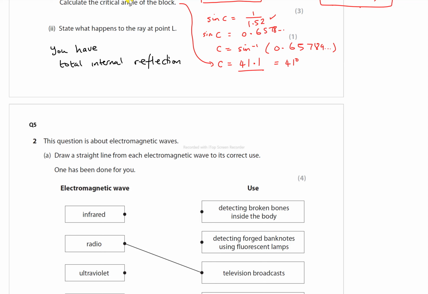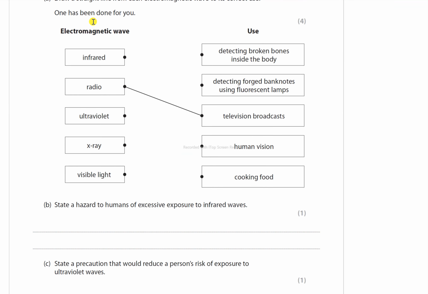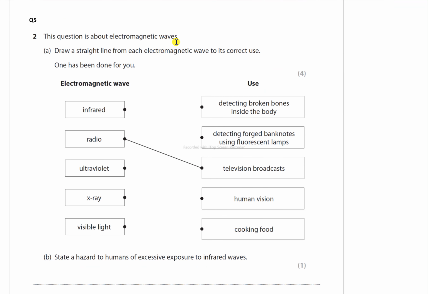So you can say the angle of incidence is greater than, or more than, or above the critical angle, so it reflects. There you go. Right.